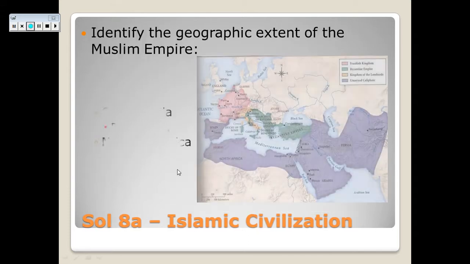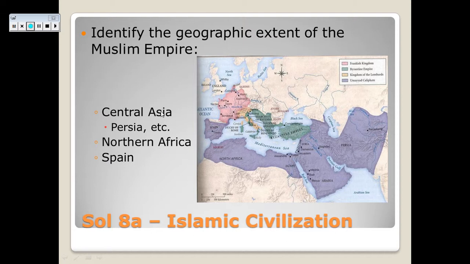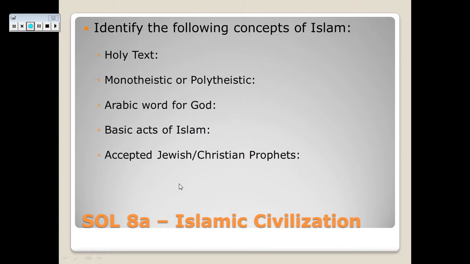The geographic extent of the Muslim Empire will eventually expand out of the Arabian Peninsula to include Central Asia, almost all the way to India, as you can see the Indus River right there, up against the Byzantine Empire here, so up to the Caucasus Mountains, all across North Africa, and up the Iberian Peninsula, where you're going to remember they are stopped at Tours, so Spain.